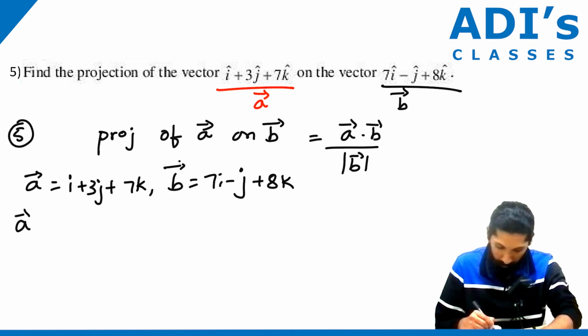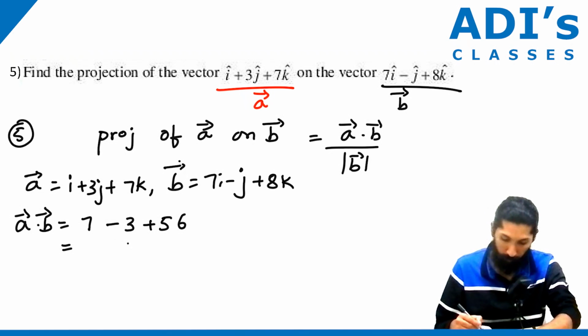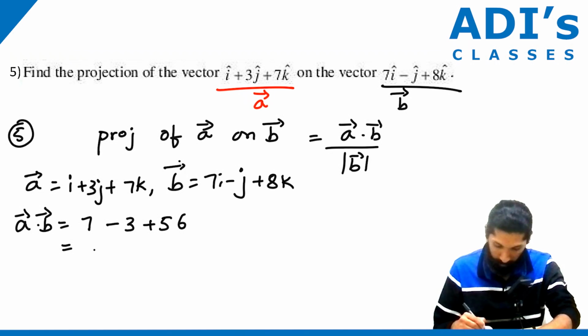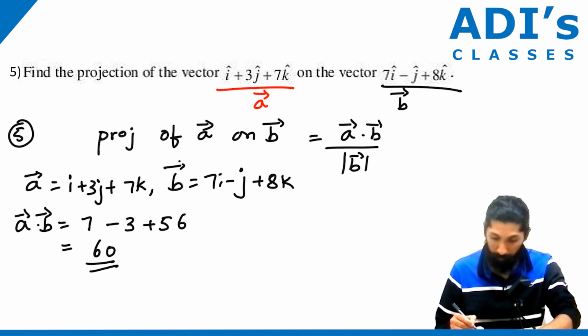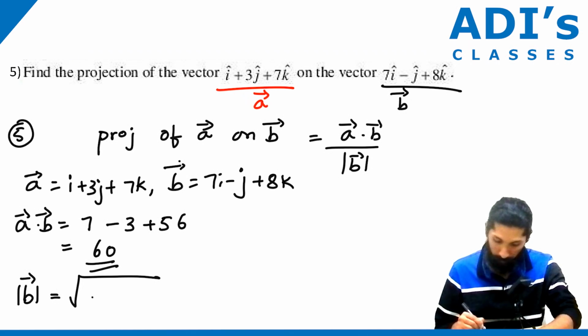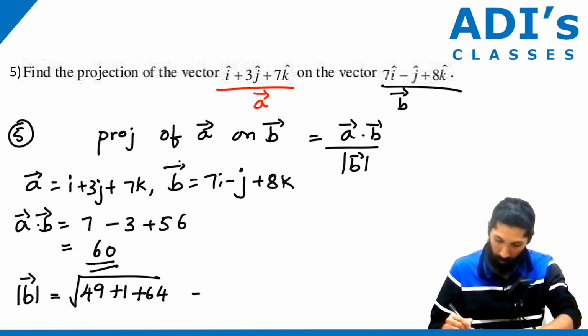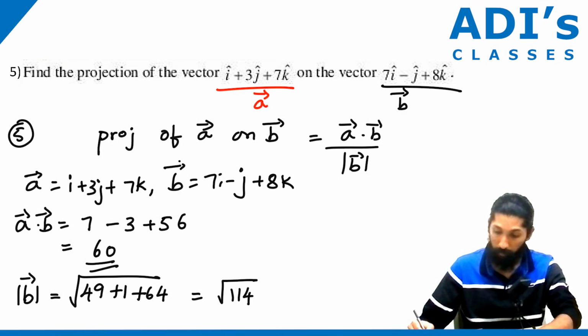So A dot B, 1 into 7 is 7 minus 3 plus 56. Correct? 7 minus 3 is 4. 4 plus 56 is 60. Right? Now we have to do just mod of B. So mod of vector B is equal to root of 49 plus 1 plus 64. 50 plus 64 is root of 114. Root of 114. So what will be the projection now?